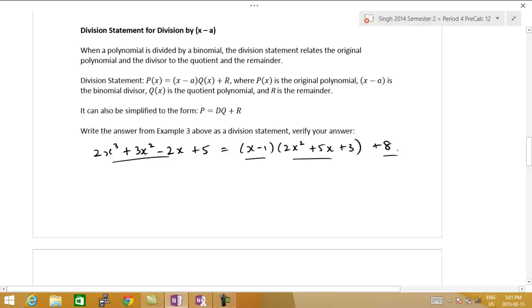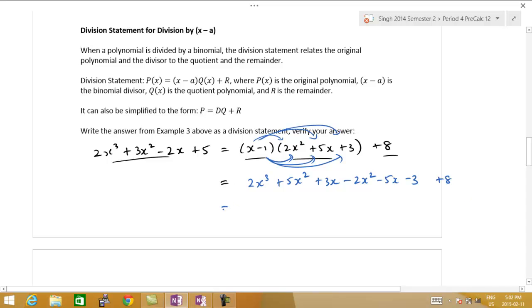If you want to verify that it actually works, what we're going to do is go ahead and open that up. I'm just going to use your FOIL technique to multiply everything with everything, and then check to see if it works out. So when I do that, I'm going to get 2x cubed plus 5x squared plus 3x minus 2x squared minus 5x minus 3, and then the plus 8 that we had on the side.